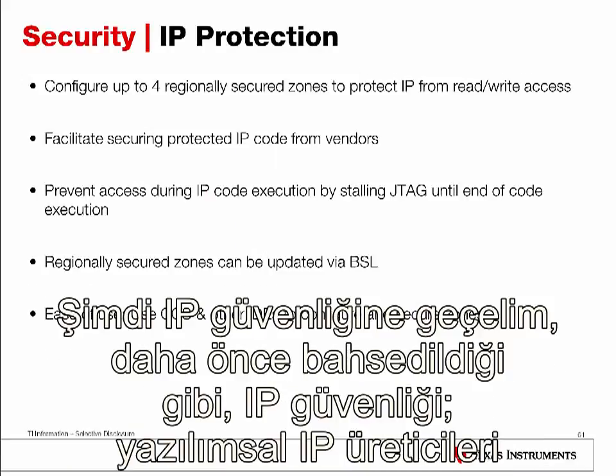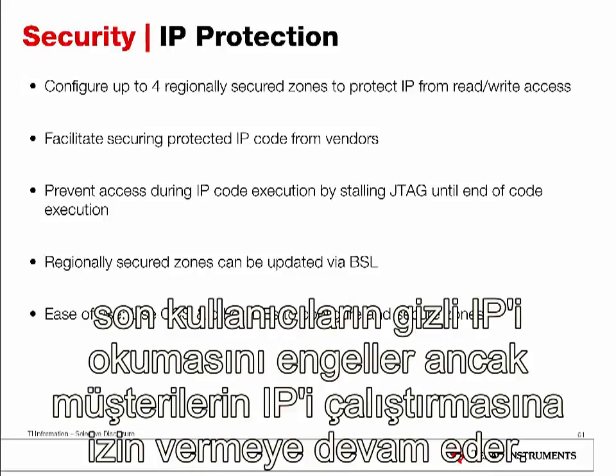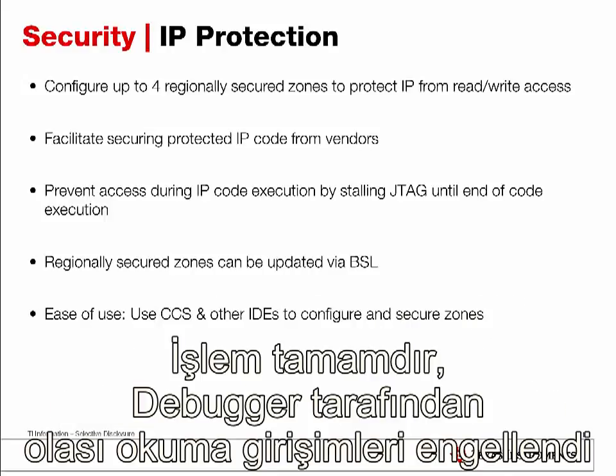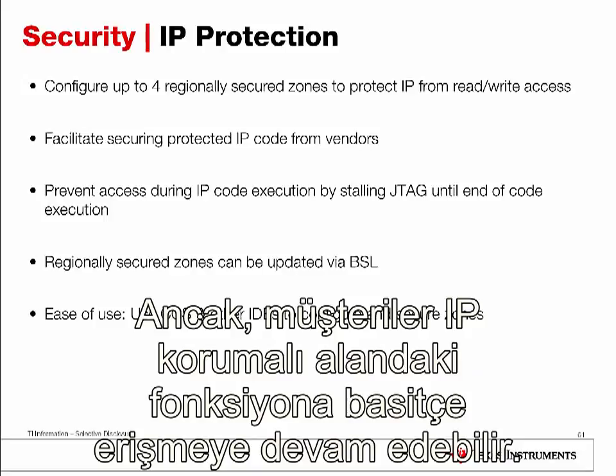Moving on to IP protection. As mentioned earlier, IP protection is a mechanism that allows software IP vendors to securely provide their unique black box IP solution, preventing the end users from reading out the secret IP but still allowing the customers to execute these IPs. It is done so by preventing further read accesses in a debugger or read accesses from the customer's application code itself. However, customers can still safely invoke the functions within the IP protected zone.